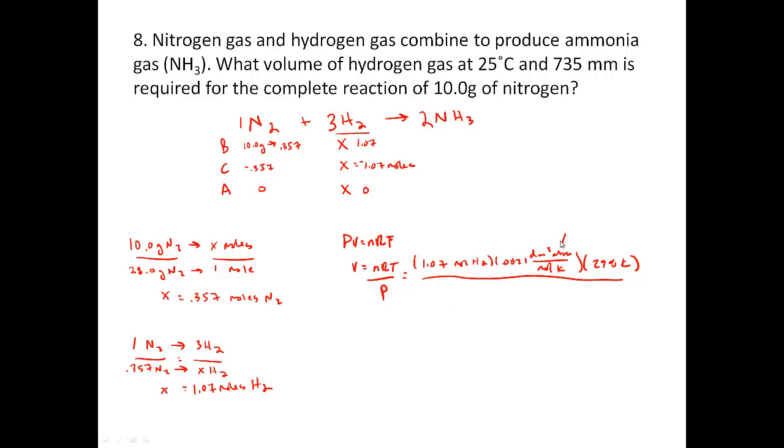Now the pressure should be in atmospheres because that's what R is in. Let's convert that. If 1 atmosphere is 760 millimeters of mercury, if we have 735 millimeters of mercury, how many atmospheres is that going to be? Well, set up a ratio. Solve for X. We get 0.967 atmospheres. If we solve this, we're going to get 27.1 decimeters cubed of H2. And that's the answer.